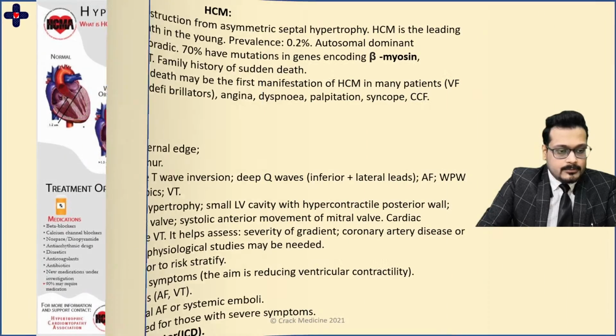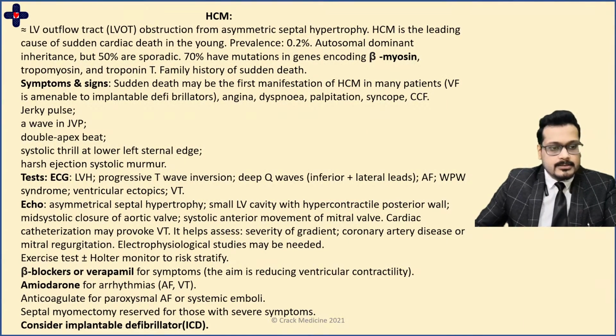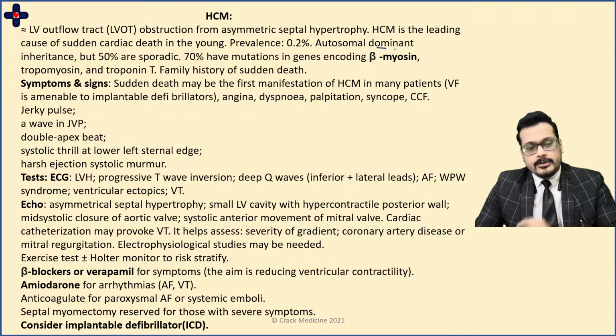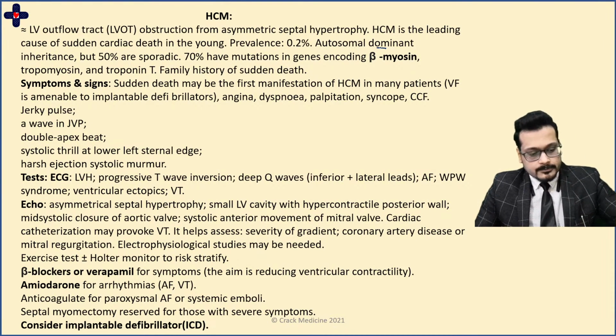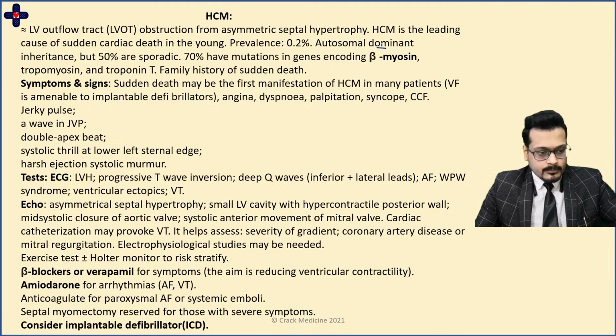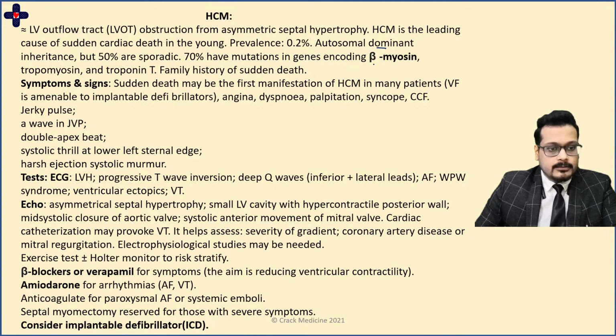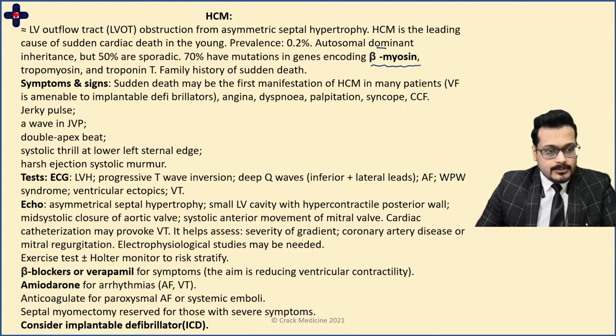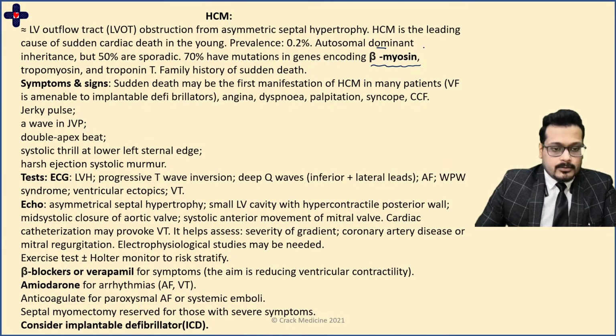The thing with HCM is it's an autosomal dominant condition. What you need to remember for your exams is that the genes encoding beta myosin are your point of mutation. And this will not only be tested in cardiology, but also in your basic clinical sciences. There are other things like tropomyosin and troponin T. You don't have to worry about that. All you need to remember is beta myosin in cases of HCM.